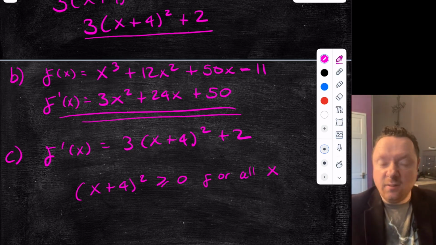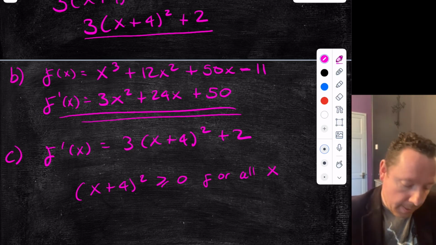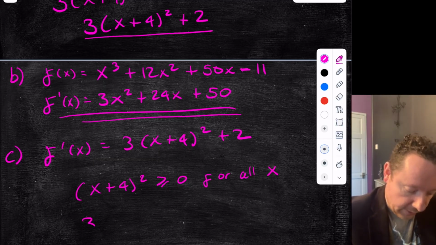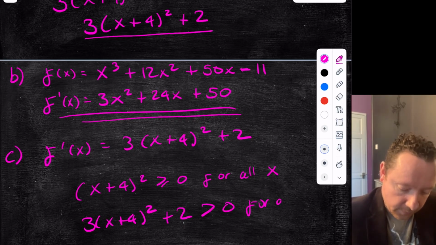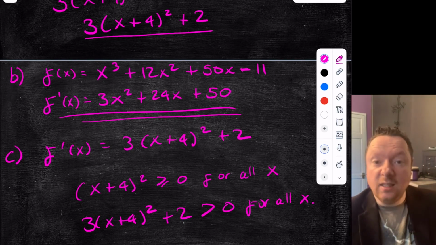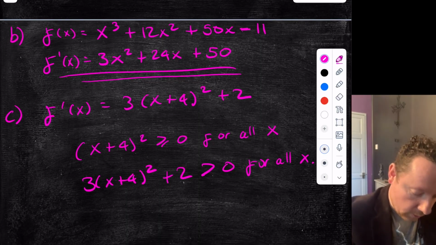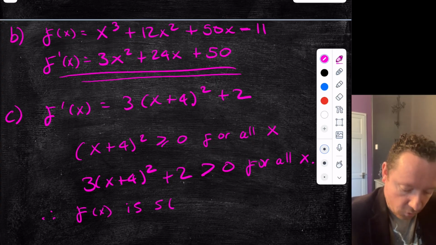Because if you pick a negative number, you square it, you get a positive number, right? So therefore, we can say, well, if that's always greater than or equal to 0, then 3 times x plus 4 squared, well, that's always greater than or equal to 0. But then if you add 2, that must be always bigger than 0 for all x, because you're adding 2. And therefore, f of x is strictly increasing for all x.